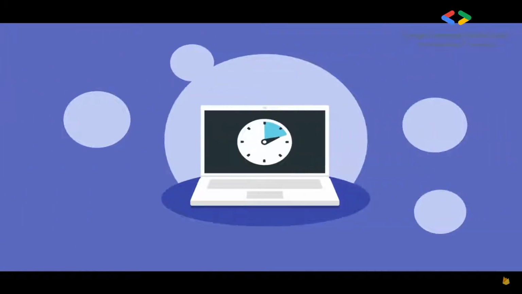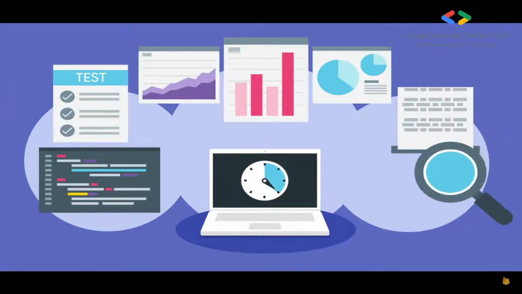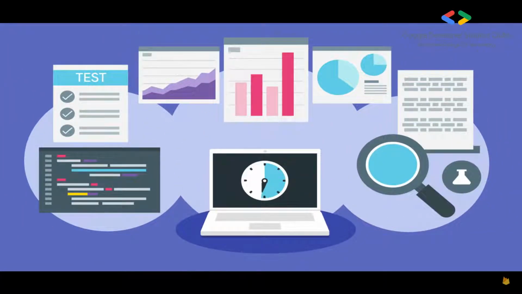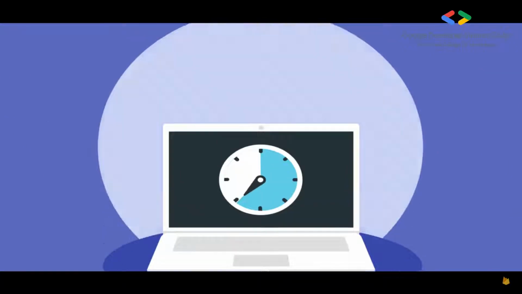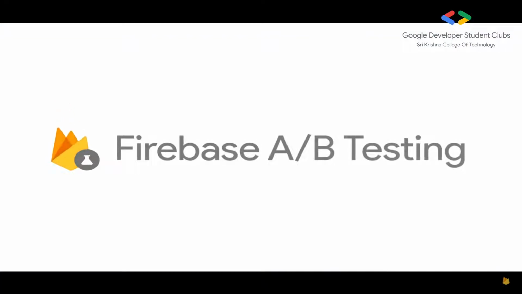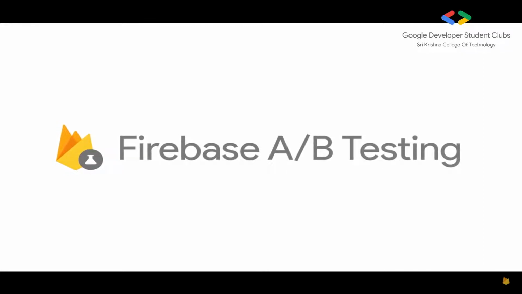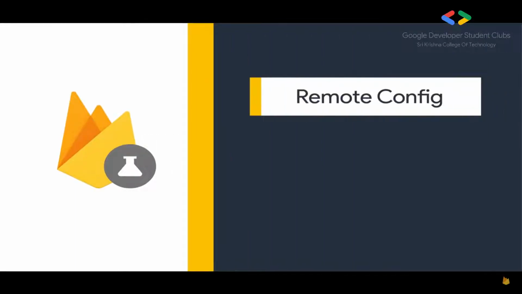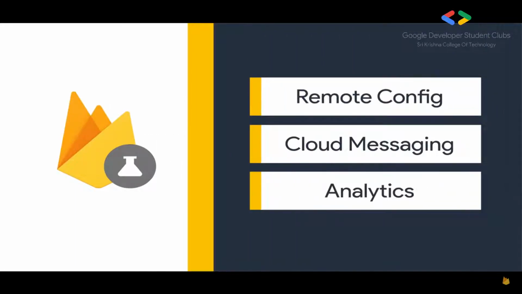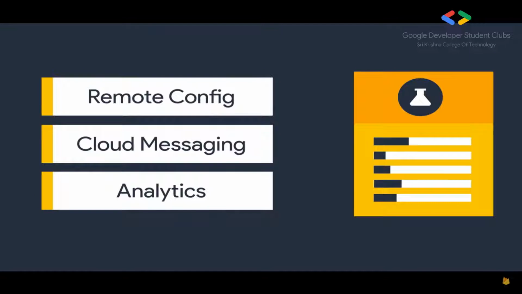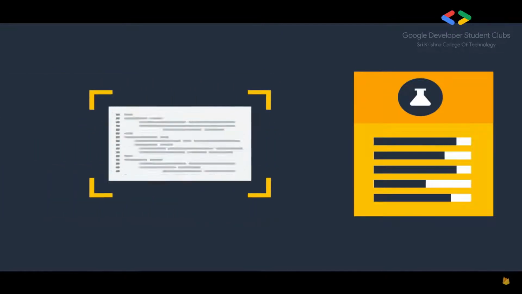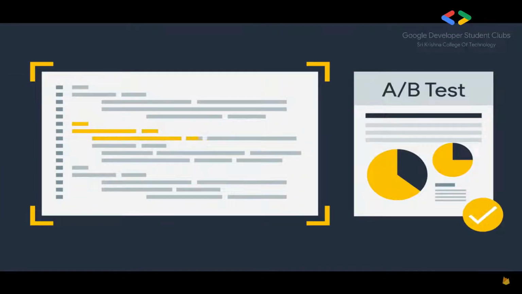And that's because the work involved to set up, run, and analyze the results of any individual experiment can be time-consuming. But with Firebase A/B testing, we take care of all the hard work for you, so you can run product and engagement campaign experiments with ease. Firebase A/B testing runs on top of remote config, cloud messaging, and analytics to test and measure just about anything in your app. If you can define it in a variable, you can probably A/B test it.